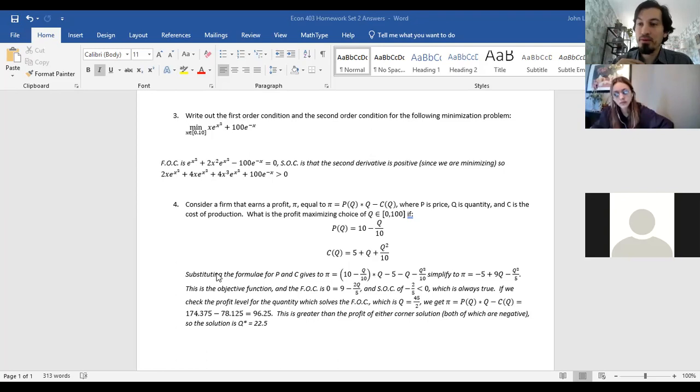However, if you remembered the way from micro, how to solve a problem like this where marginal revenue equals marginal cost, you could have got the right answer there too. And I like it when you give those sorts of answers. Either way, you're going to get 22.5 as your answer. Okay.